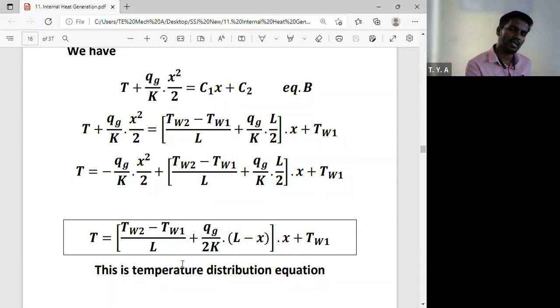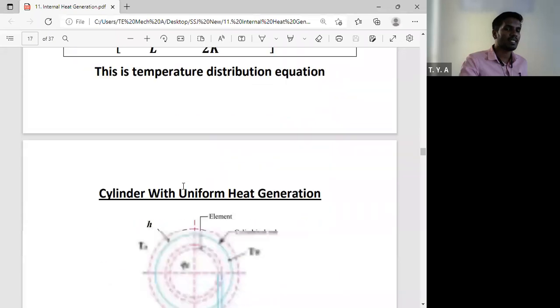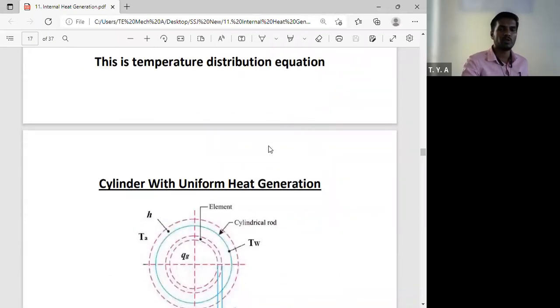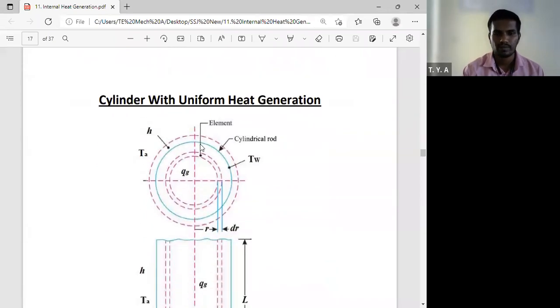ओके, बाकीच्या कंडिशन्स आपण बघणार नाही. ओके, this is the temperature distribution equation. ओके, so this is about the plane wall. हे आपण कशासाठी बघितलेलं आहे? प्लेन वॉल. Now we have to see for the cylinder. Okay, so write down cylinder with uniform heat generation. Write down next heading, cylinder with uniform heat generation.